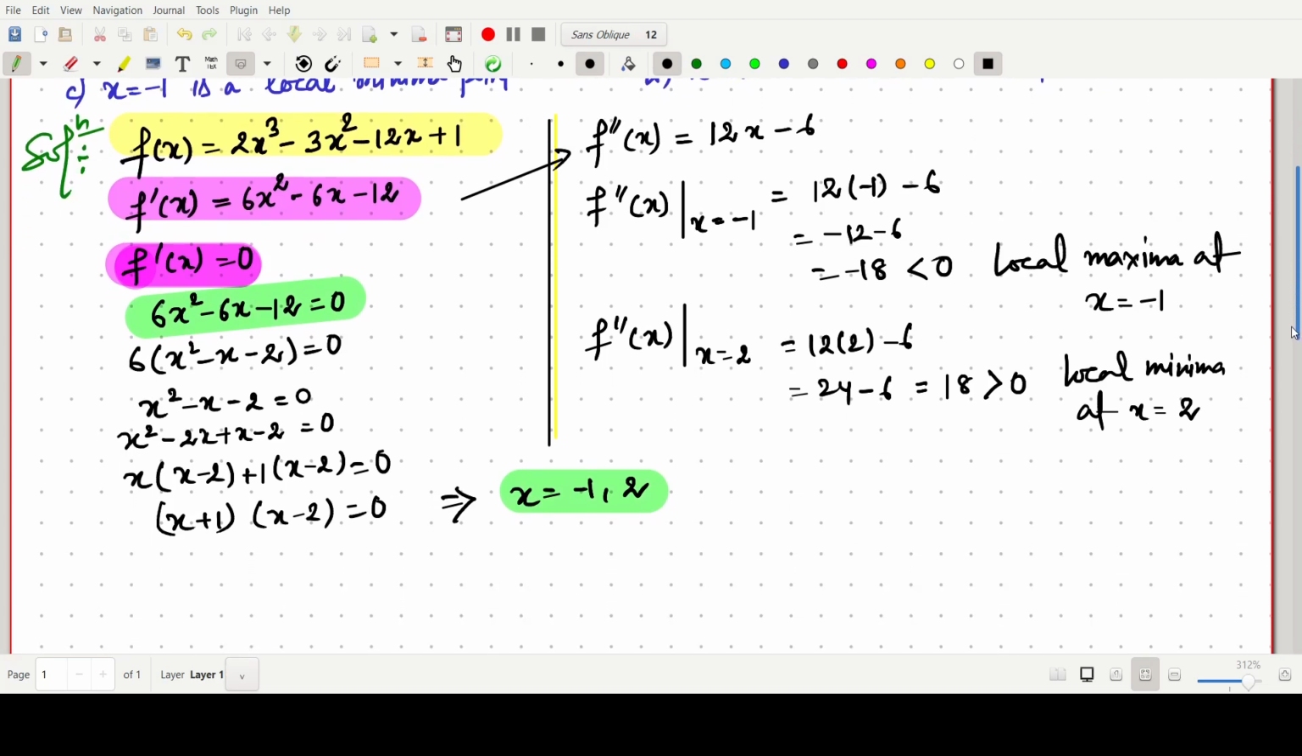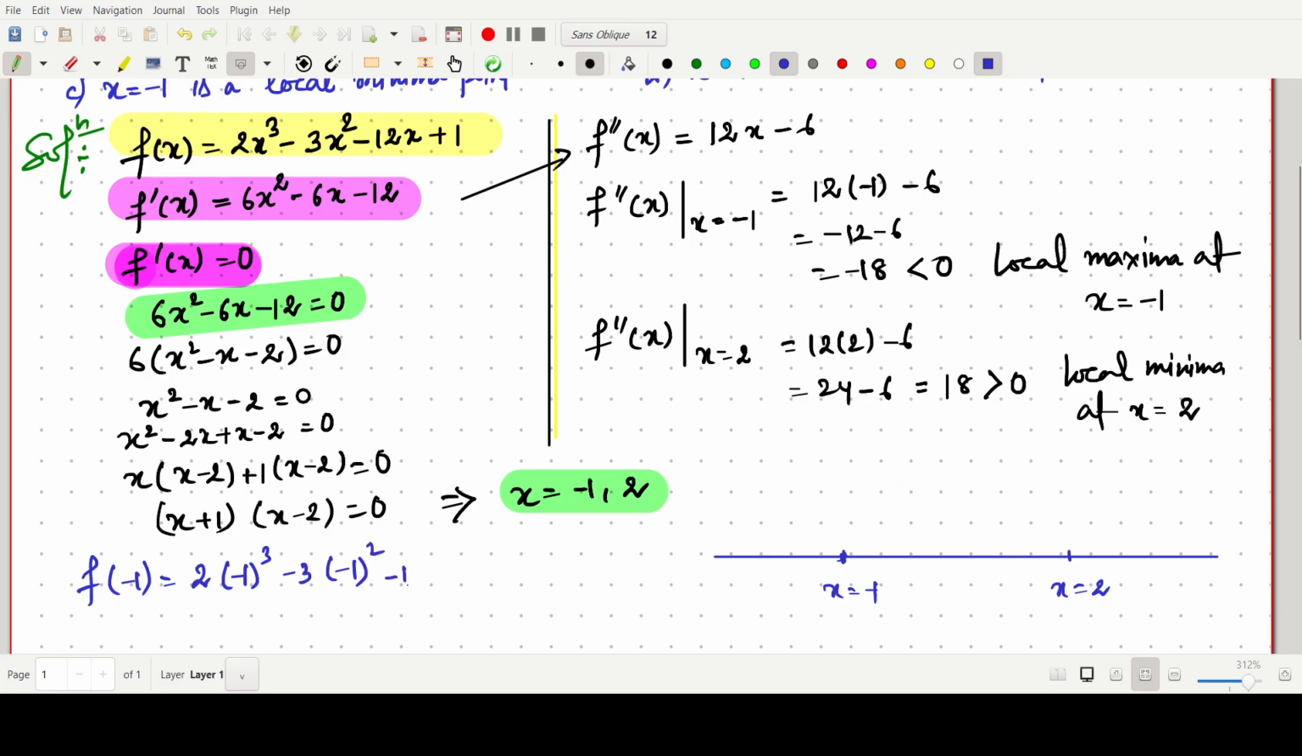Okay, and also if we draw the graph, suppose this point is x equals to minus 1 and x equals to 2. Even if we go for x equals to minus 1, what value are we getting? Suppose for f of minus 1, what we will get: 2 times (minus 1) cube minus 3 times (minus 1) square minus 12 times (minus 1) plus 1.